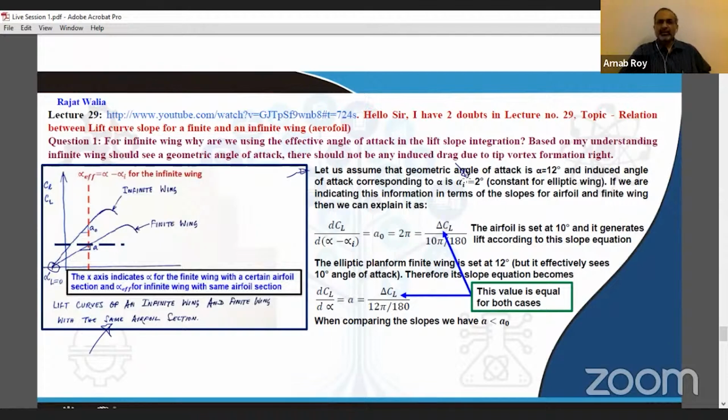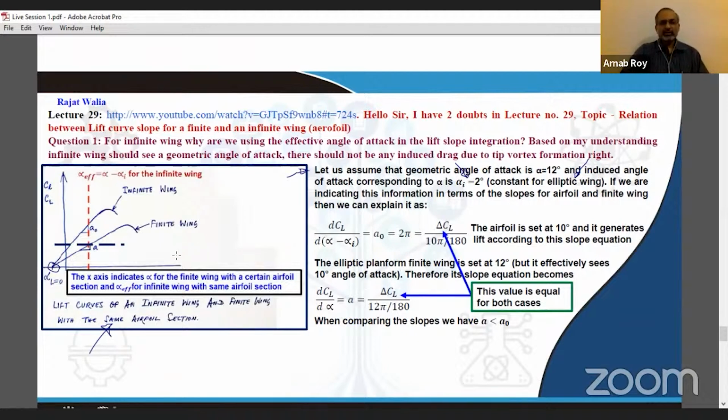And of course, once we know this induced angle of attack by some means, if it is an elliptic wing, that means with an elliptic planform, then this induced angle of attack will also have no span-wise variation. We need to keep that in mind. So if we are trying to indicate this information in terms of slopes, slope for the airfoil on one hand and slope for the finite wing on the other, then how are we going to translate that information?